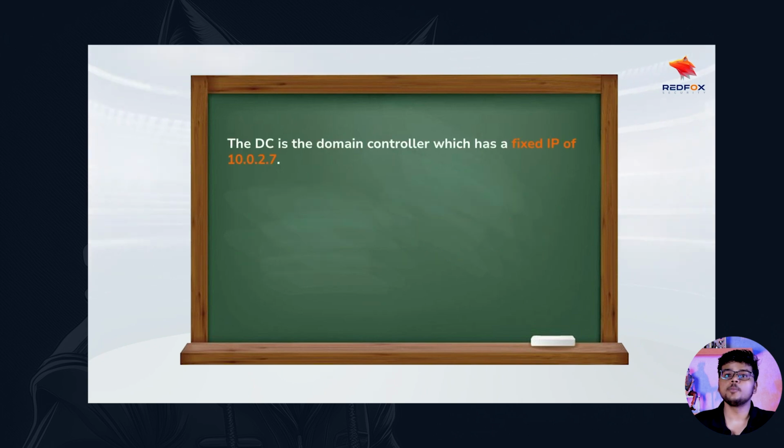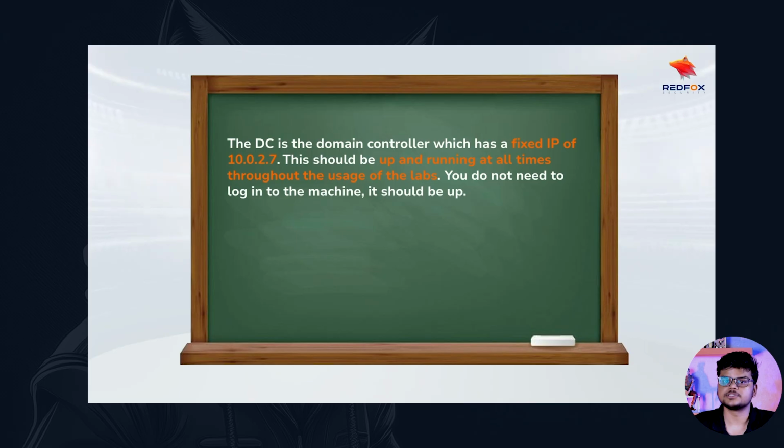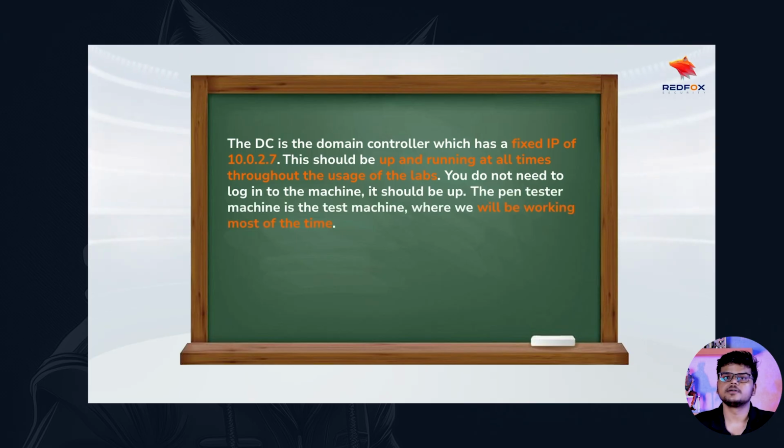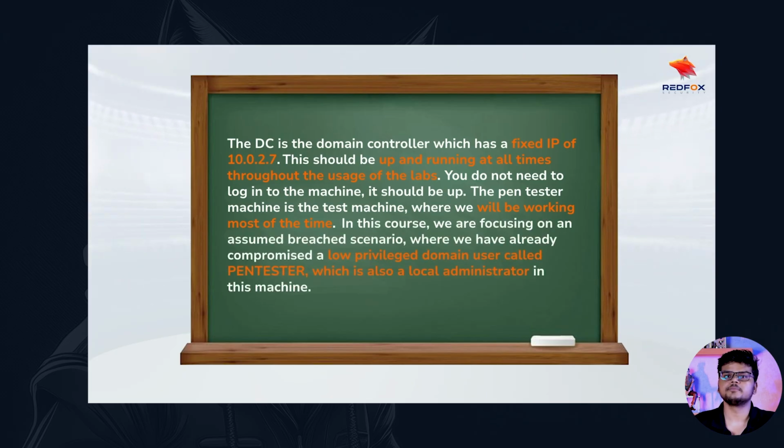The DC is the domain controller which has a fixed IP of 10.0.2.7. This should be up and running at all times throughout the use of the labs. You do not need to log into the machine, it should be up. The Pentester machine is the test machine where we will be working most of the time. In this course, we are focusing on an assumed breach scenario where we have already compromised a low privilege domain user pentester, which is also a local administrator on this machine. We will use this user's credentials to perform the attacks.